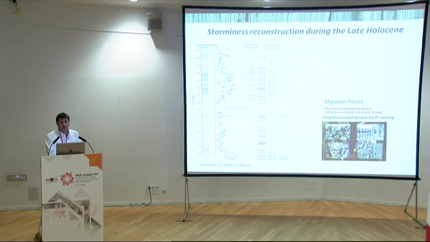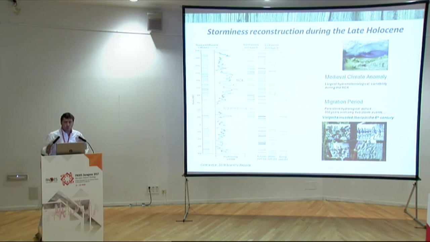And we also see that during the medieval climate anomaly, there is a strong hydrological variability. We have periods with very low frequency of extreme events and then periods with very high frequency of extreme events. So this period has a hydrological instability. We also see during the Ibero-Roman Humid period that precipitation is mostly controlled by autumn precipitation.